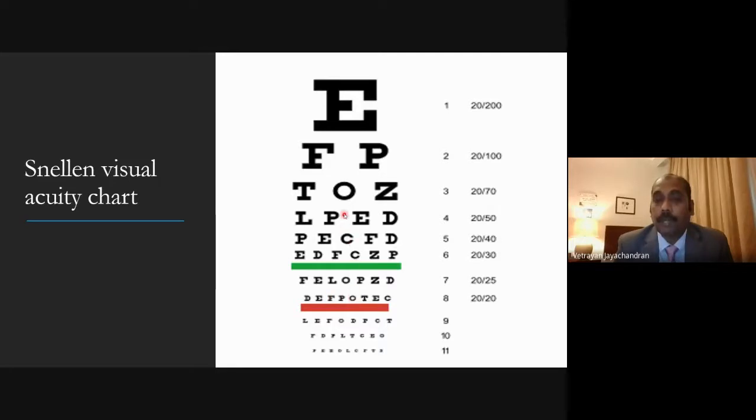Suppose the person can read only the line of letters T, O, Z at level 3, that means they have visual acuity of 20 by 70, so it's low vision. And if a person can read only the big letter E, that means the visual acuity is 20 by 200. That means the person has low vision, in the mild and moderate categories. So we can detect visual acuity by having the person read the letters from the 20-meter distance.